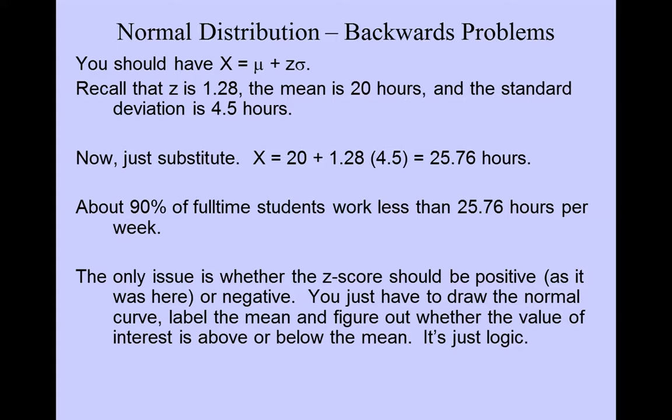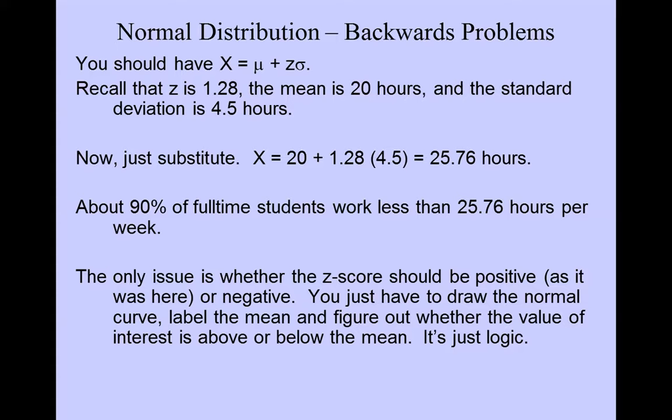You found that x equals mu plus z times sigma. Recall that z is 1.28, the mean is 20 hours, and the standard deviation is 4.5 hours. Now substitute into the equation. So x equals 20 plus 1.28 times 4.5. Do the multiplication, 1.28 times 4.5, then add that number to 20 to get 25.76, and the units are hours. So about 90% of full-time students work less than 25.76 hours per week.